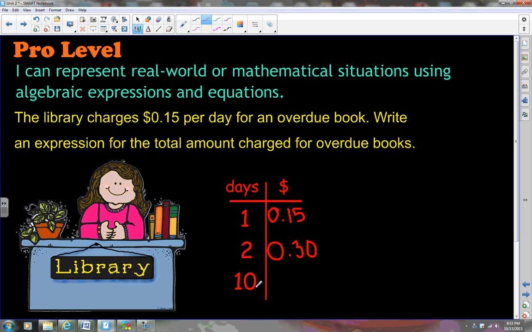Now let's jump up to 10 days. If I have an overdue book for 10 days, how much is that going to cost me? Well, it cost me $1.50. Now, you're probably wondering, math coach, where do I get that $1.50 from?